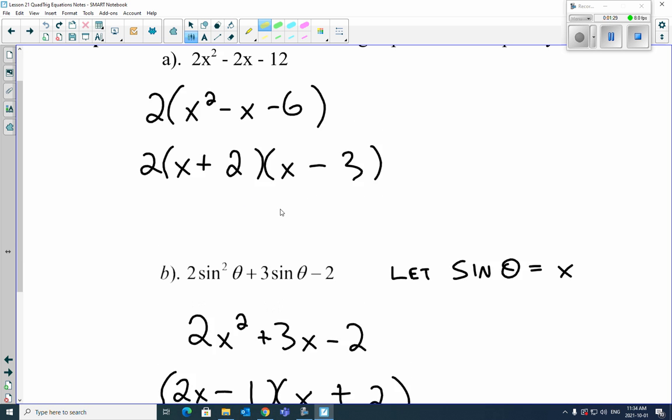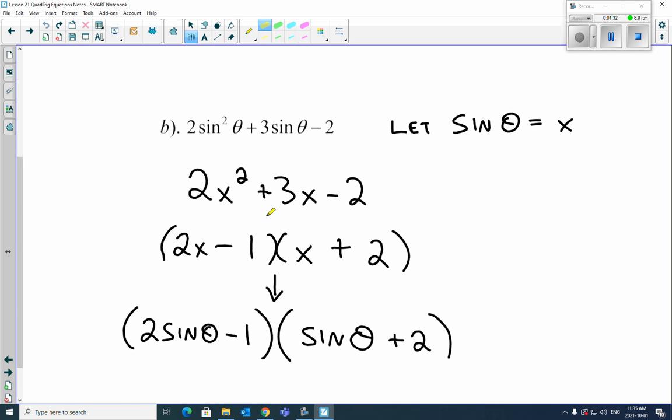Now, what if you get something like this, and you're going to get these later on, where you have sine. Well, we know already we can replace things we don't know with things we do know. So let's let sine theta equal x. So, okay, I'm taking out the sine theta. I'm just going to replace it with an x. So 2x squared plus 3x minus 2. Now, that looks familiar. You can do that, right?